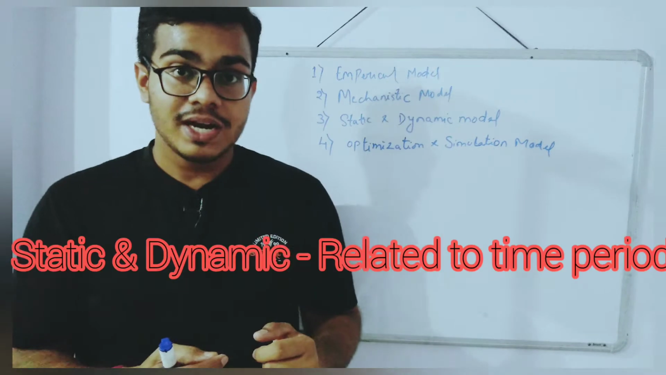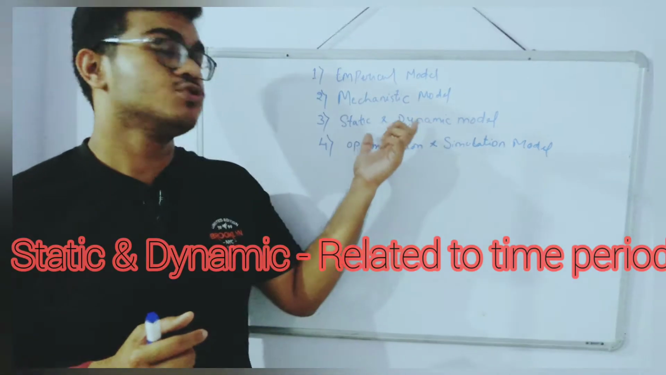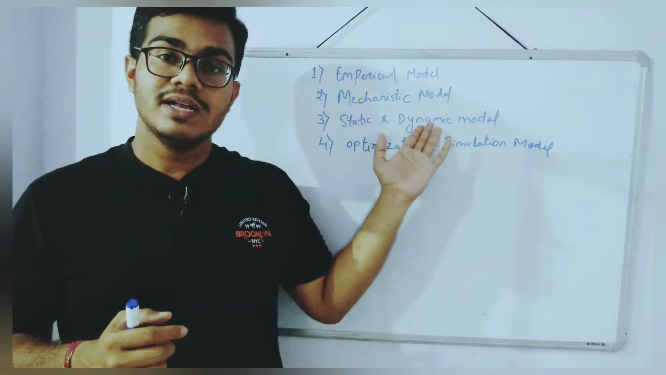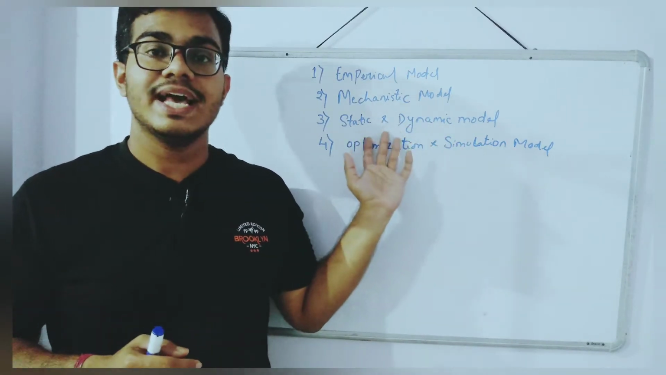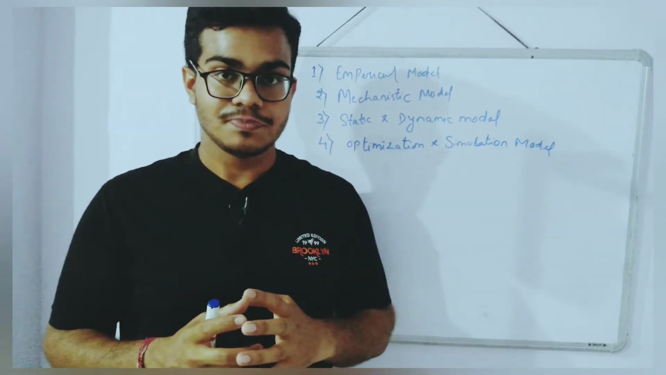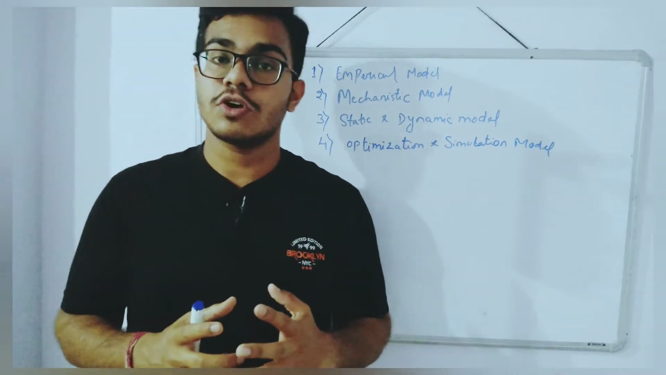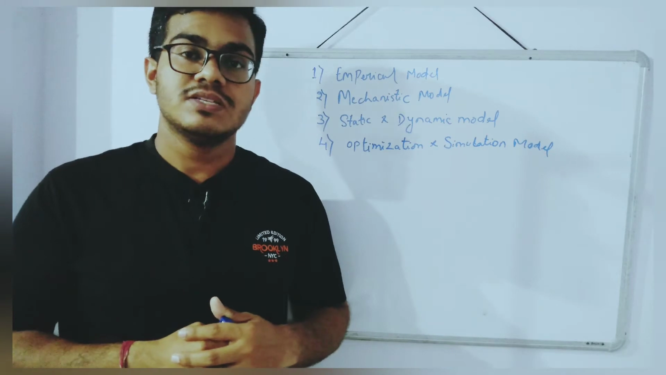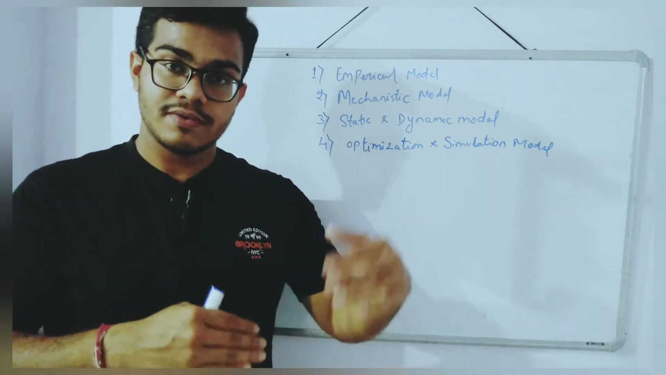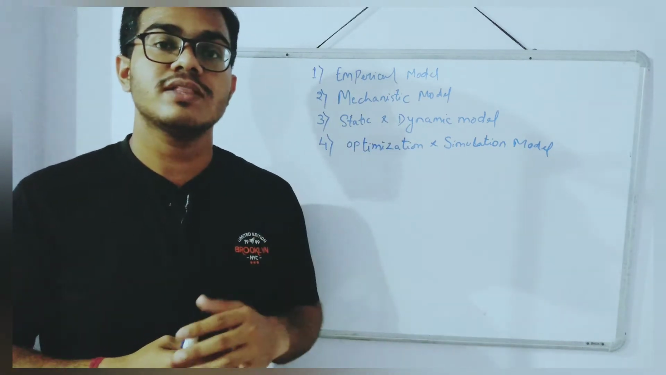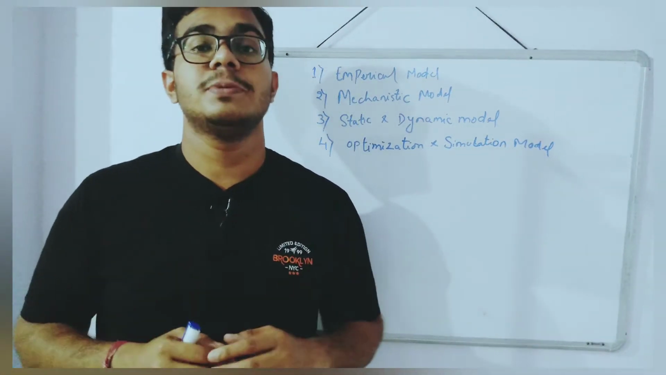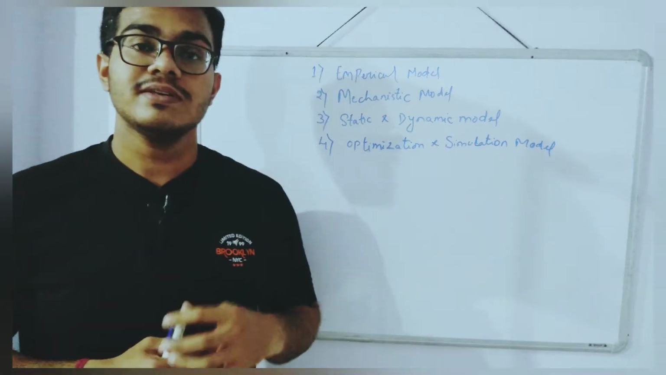So if we want to predict the time period, we have to go with static and dynamic models. The static and dynamic models estimate the time period of the cropping system, or the cropping pattern, or the cropping history that we have followed and will be following in the future. So it gives us a proper prediction of the time with which we will be completing the particular cropping system.